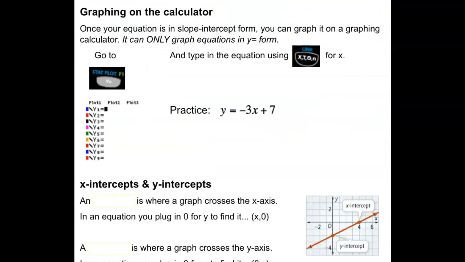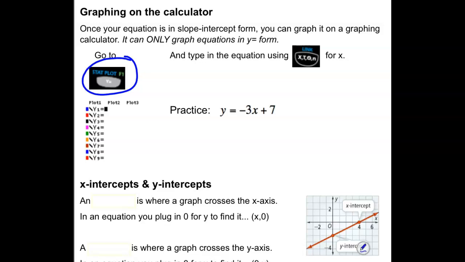We can graph with a graphing calculator, and to graph lines on a calculator, it has to be in that y equals format. It's the only way it allows you to type them in. So go ahead and grab your calculators. We're just going to practice on one of these. Your first step is going to be to go to this key in the upper left corner that says stat plot or y equals. And then we're going to type in our equation.